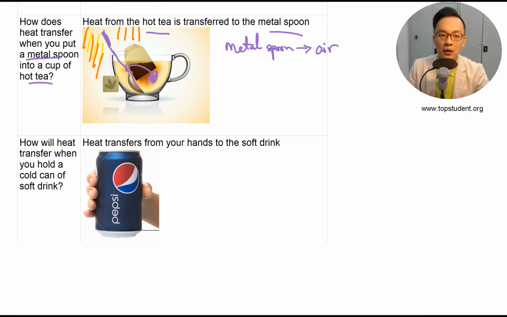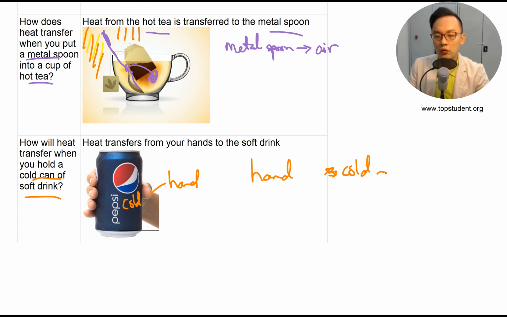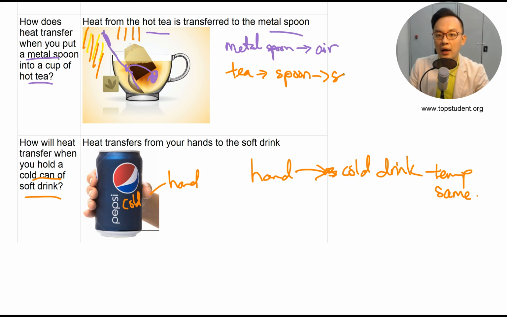So how will heat transfer when you hold a cold can of soft drink? So this is your hand, and this is a cold soft drink. Which is warmer? So I have hand and I have cold drink. Which one is warmer? So this one is warmer, so therefore heat is going to transfer in this direction from the hand to the cold drink. Alright, from the hand to the cold drink. And it will transfer until the temperature becomes the same. Likewise for the tea, from the tea to the spoon, it will transfer until the tea and the spoon are the same temperature. Okay.